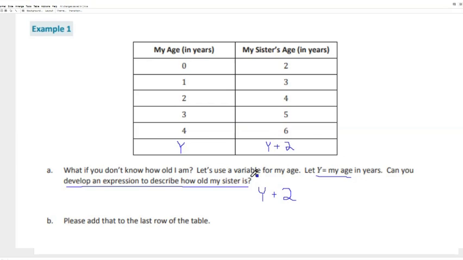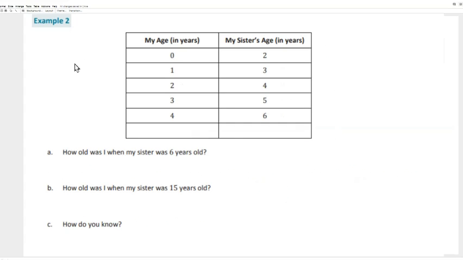There you go. That's the end of the table, or that's how all of my sister's ages are developed. If y is 0, y plus 2 is 2. If y is 1, 1 plus 2 is 3, and so forth. And we can continue through there. All right, so let's move on to example 2 now. We have the same table here.